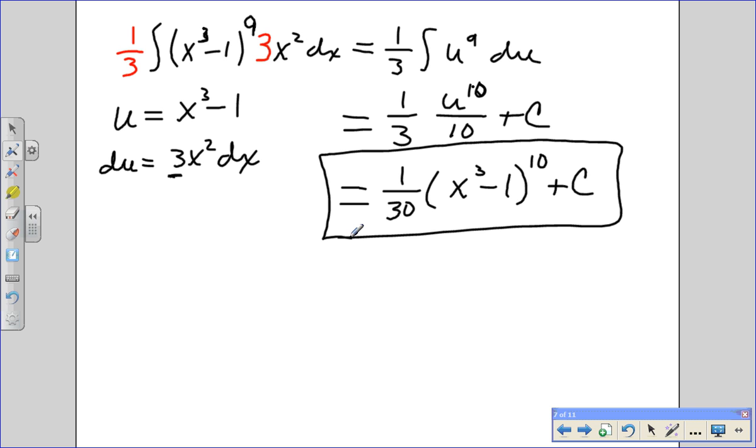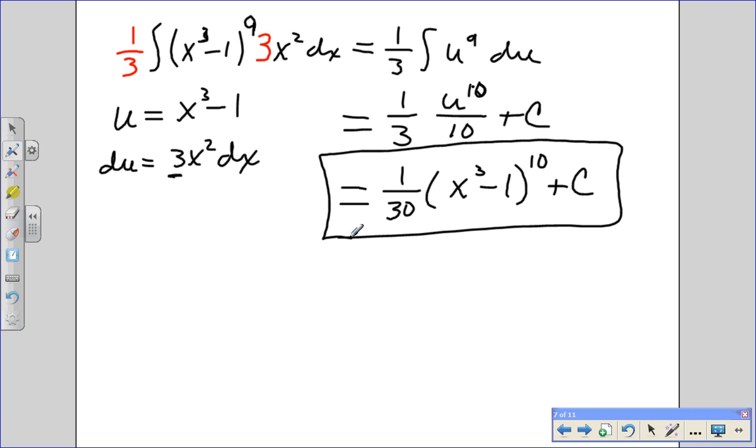Some people prefer the first method because it makes the substitution a little bit more straightforward. This method does require you to think a little bit more. However, it probably saves you a step. This is the method I will use from now on. I will multiply inside the integral by a constant, and then multiply outside by the reciprocal of that constant.